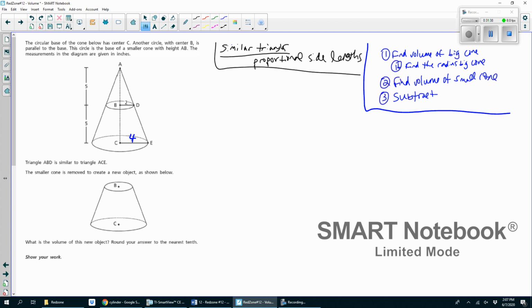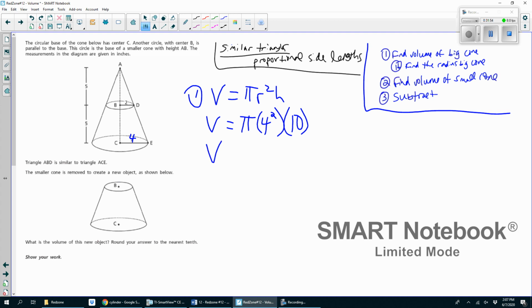So now we can find the volume of the big cone. The volume formula of the cone is pi times radius squared times height. We now know that the radius is 4 and that the height is 10, not 5. A lot of students use the height of 5 here. It says rounded to the nearest tenth, so I know most of you will go right to decimal, so I will do that as well.